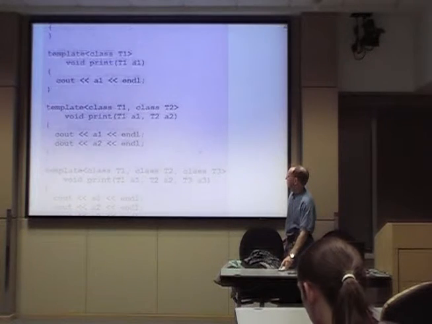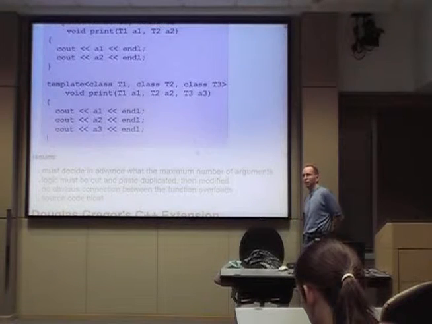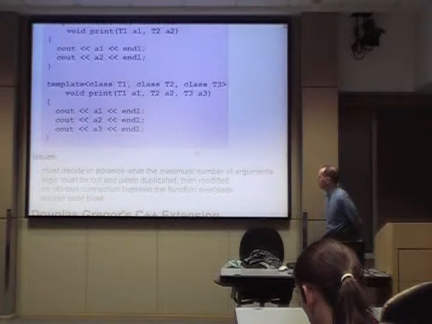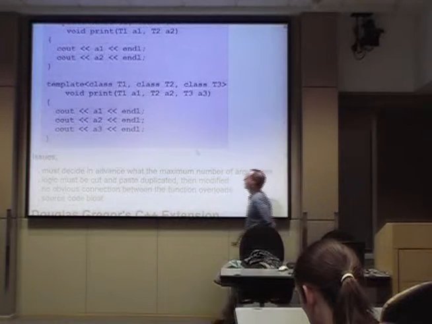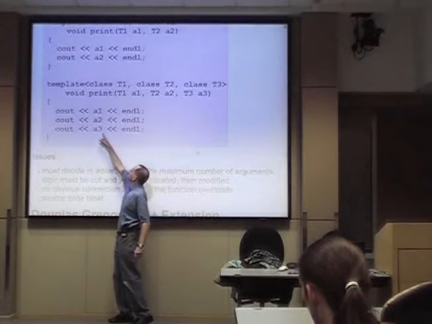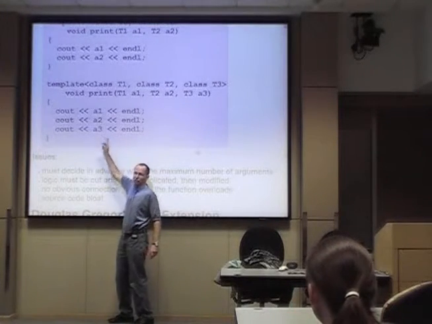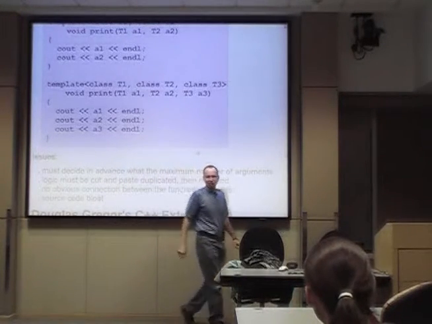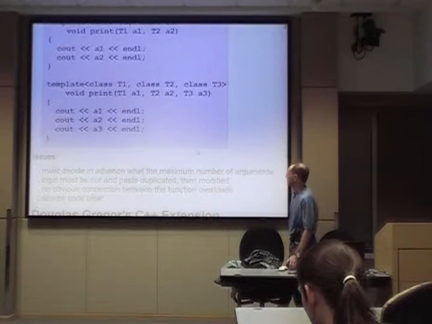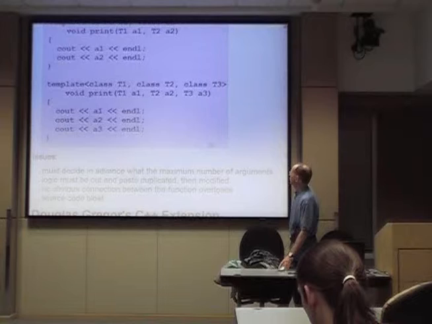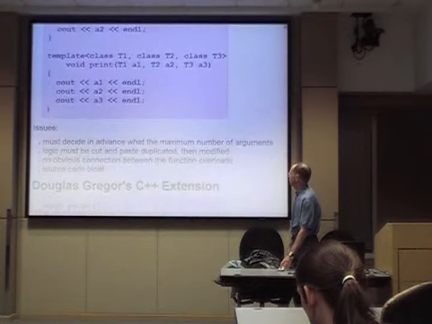The problem with that code, of course, is you have to decide in advance what's the maximum number of arguments you're going to have. Your logic has to be cut and paste, duplicated, then modified, and if you're like me and you're modifying all this code, I'll get some of those numbers wrong, and I'll have A2 printed out twice and A3 not printed out at all. That's a popular bug in my code. There's no obvious connection between the various template function overloads.